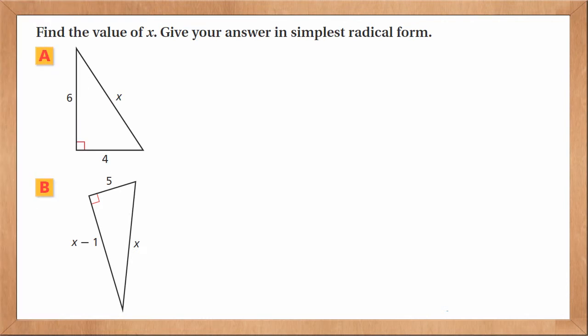Find the value of x. Give your answer in simplest radical form. So let's look at part A. I know the two legs, 6 and 4, and it is totally irrelevant which one I call leg 1 and which one I call leg 2. It does not matter. And I have a hypotenuse of x. Again, the hypotenuse is always opposite the right angle. So I can now set up and use the Pythagorean Theorem.